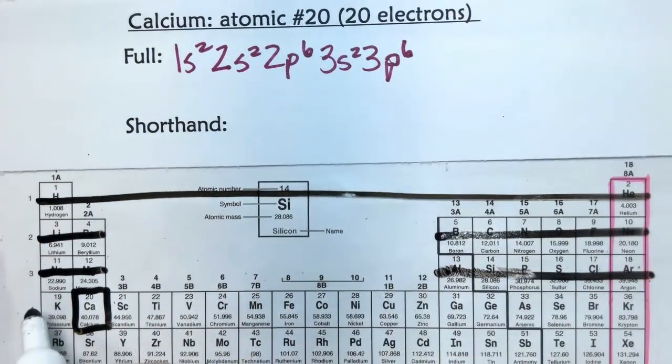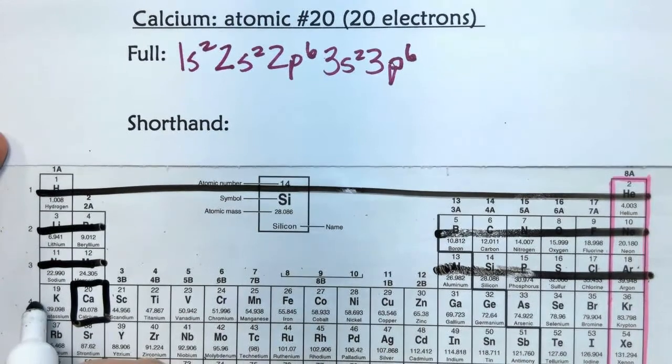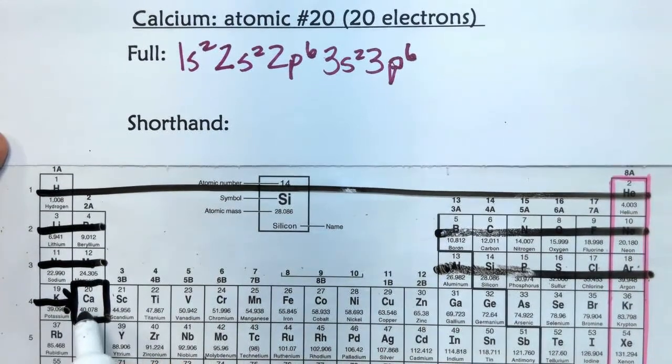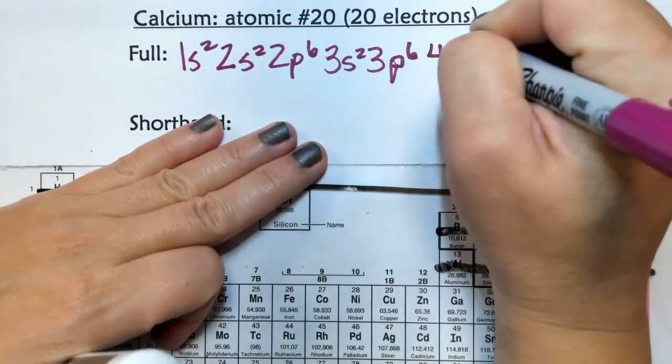And now we're at the beginning of row 4, and we're going to go from row 4 and stop at our element, which is calcium. So it's row 4, the S block, 1, 2. So we're going to end with 4s2.